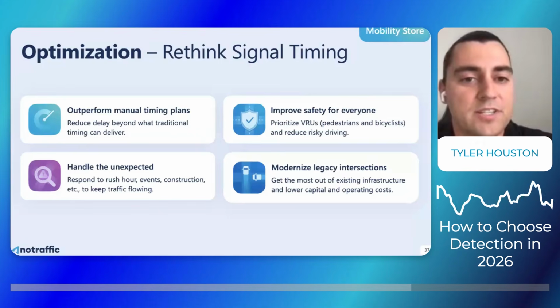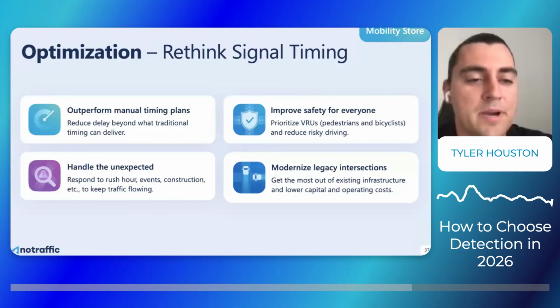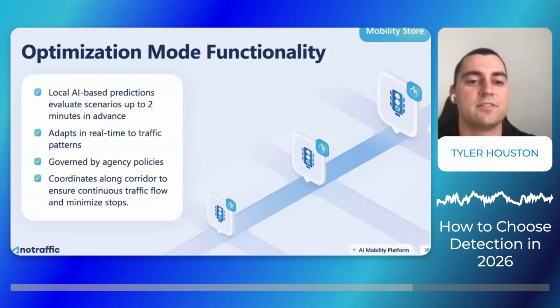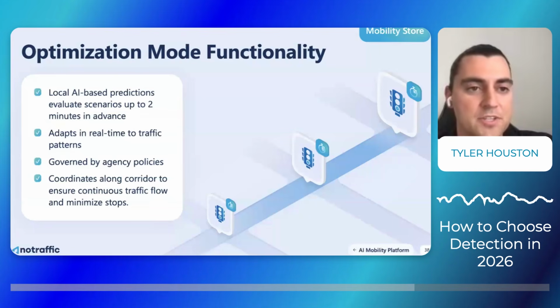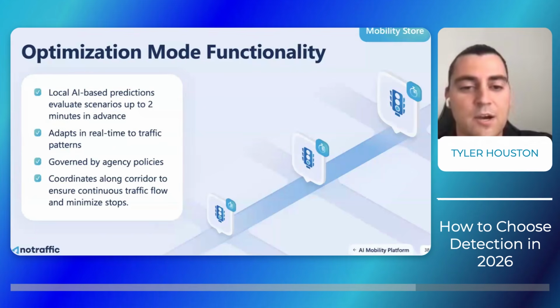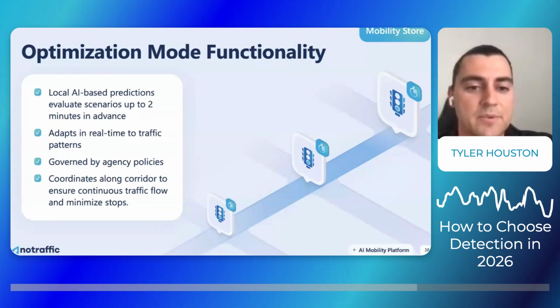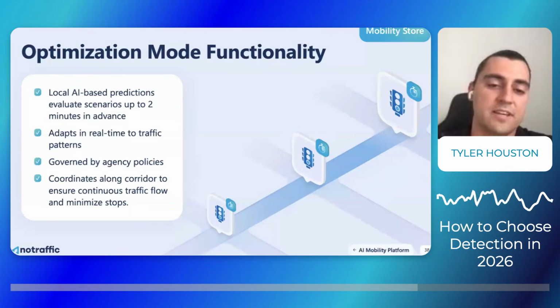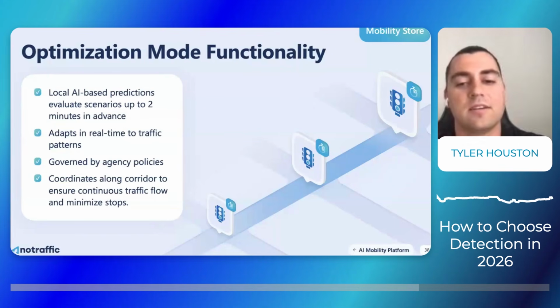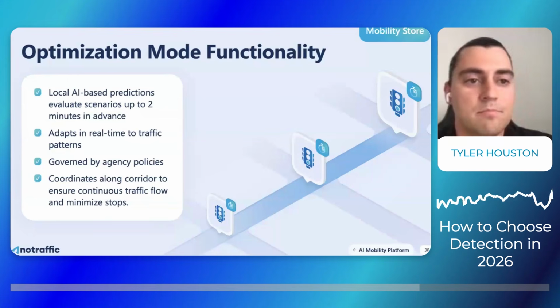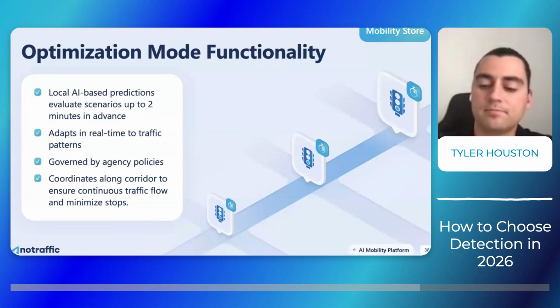The way optimization mode works is we have a local optimizer that runs on the Nexus unit at the intersection that evaluates thousands of scenarios up to 2 minutes into the future and adapts those signal timings in real time based off the traffic demand at the intersection. We use policies set by the agency to prioritize what timing should be done at that intersection. So do you want to prioritize movements along the main line, side streets, transit, pedestrians, etc.?